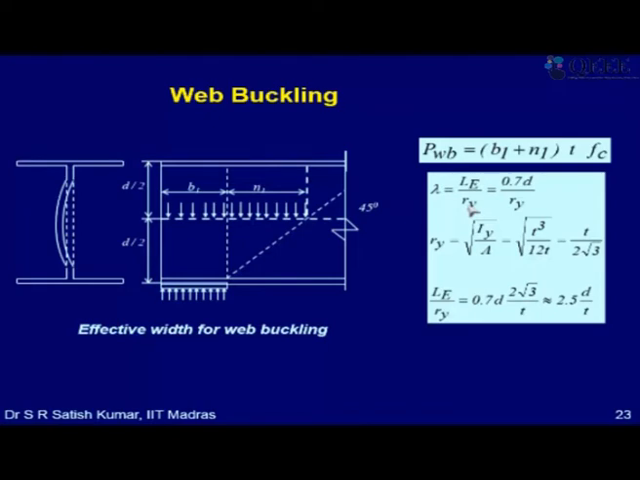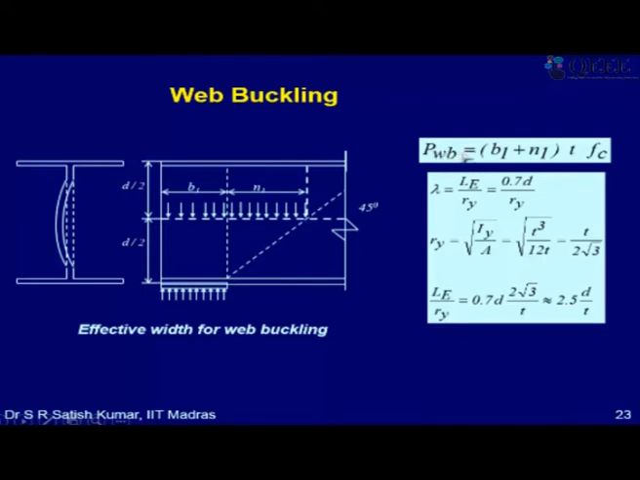So how do I calculate? For that b1 plus n1 by t section, I calculate the ry, I'll calculate lambda, and corresponding to lambda, I'll go to section 7 of the code about columns. I'll calculate the fcd value, and fcd times the area of cross section gives me the web buckling strength. Okay, that is called Pwb.